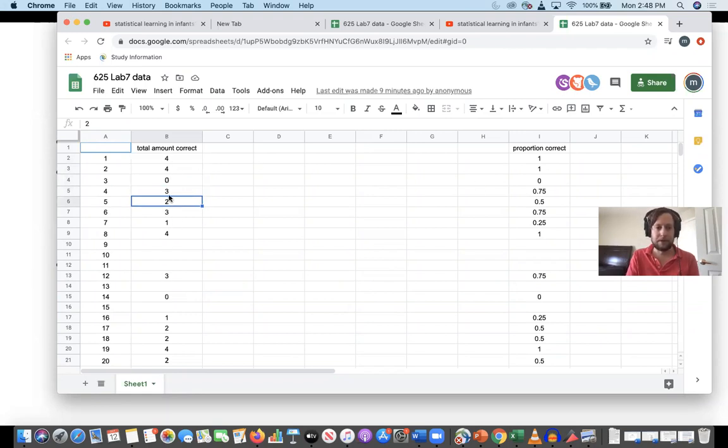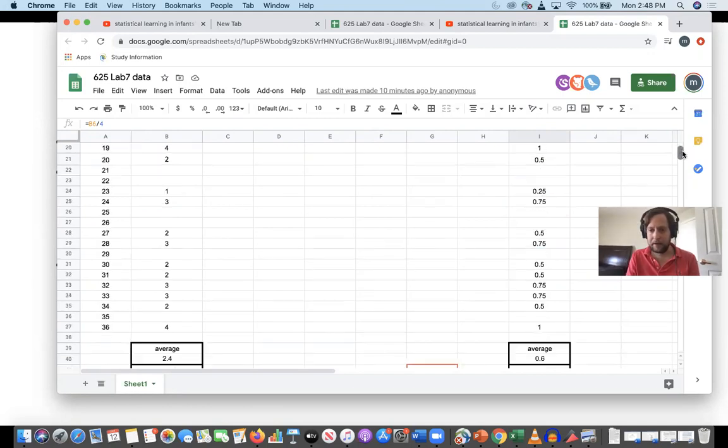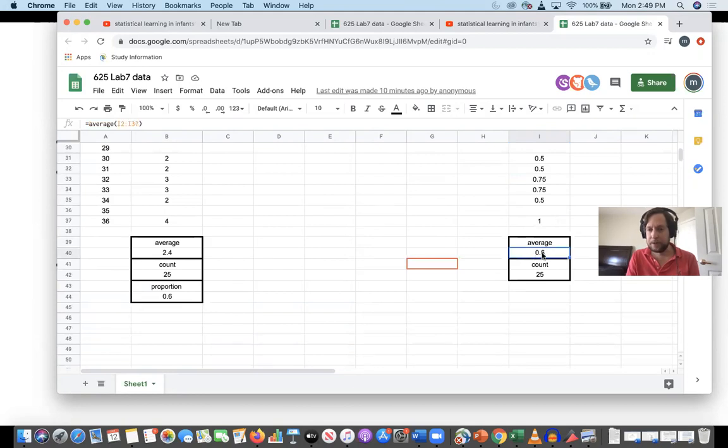You can convert those scores to a proportion. And so 4 out of 4 is 100%. 4 out of 4 is 100%. 0 out of 4 is 0%. 3 out of 4 is 75. 2 out of 4 is half or 50. So over here, I've just converted all of these to the proportion correct. And you can see it over here. The average, this is basically like per percent. So basically the average percentage correct was 60%. People got 60% correct on average.